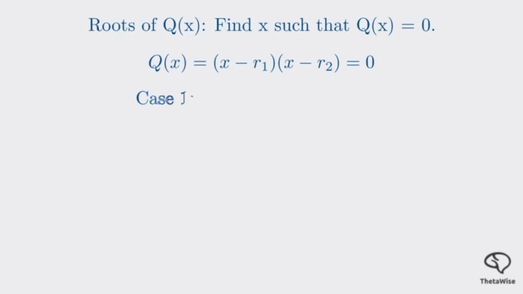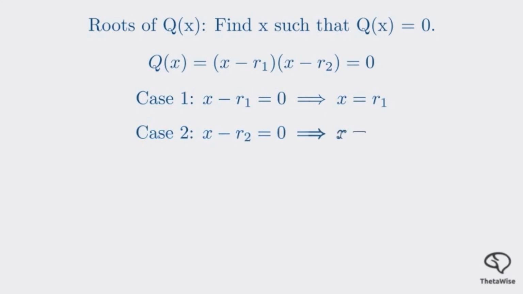When does x minus r1 equal 0? This happens when x equals r1. So x equals r1 is one of our roots. What about the second case? When does x minus r2 equal 0? This happens when x equals r2. So x equals r2 is our other root.